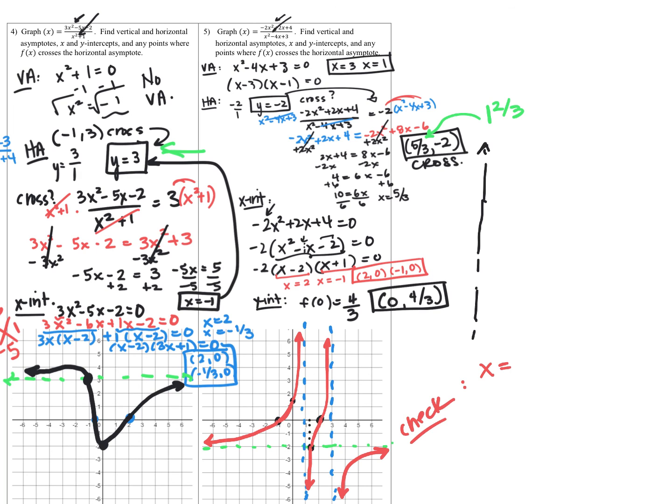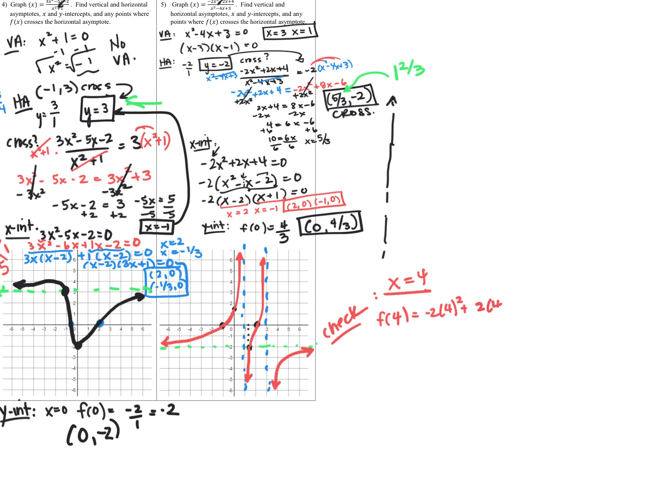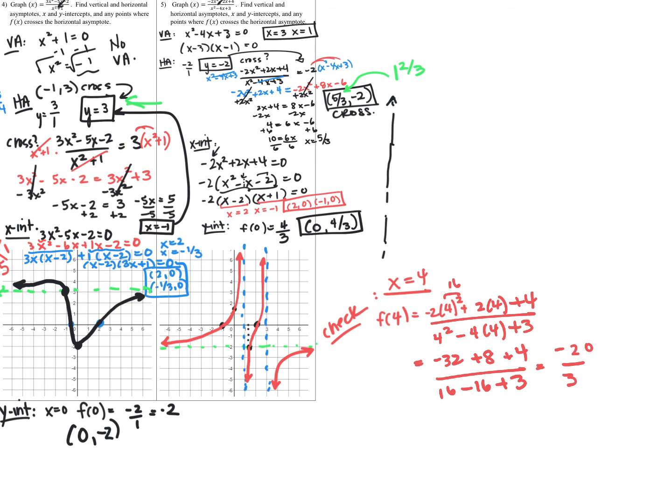So maybe if I check what happens when x is 4, you can plug a 4 in to that function, and you're going to get negative 2 times 4 squared plus 2 times 4 plus 4 all over 4 squared minus 4 times 4 plus 3. So that's going to be, let's see, 16. That's negative 32 plus 8 plus 4 all over 16 minus 16 plus 3, which ends up being a negative 20 on the top and a 3 on the bottom.